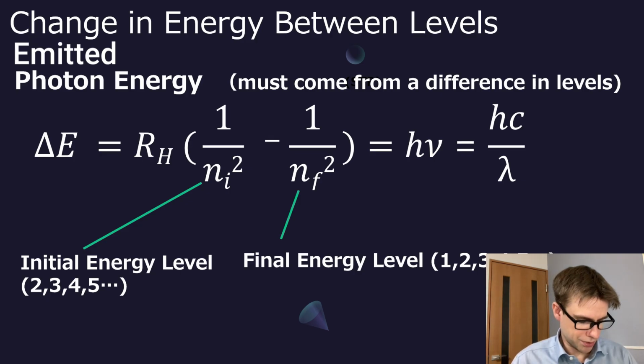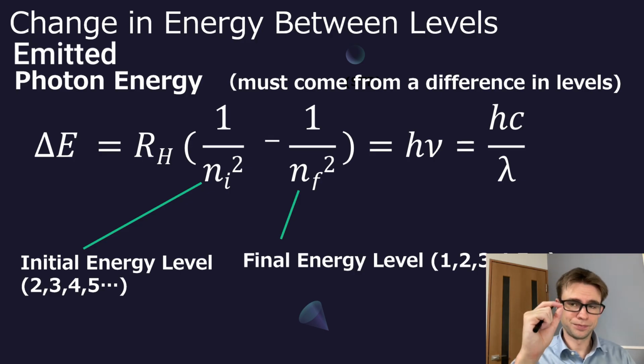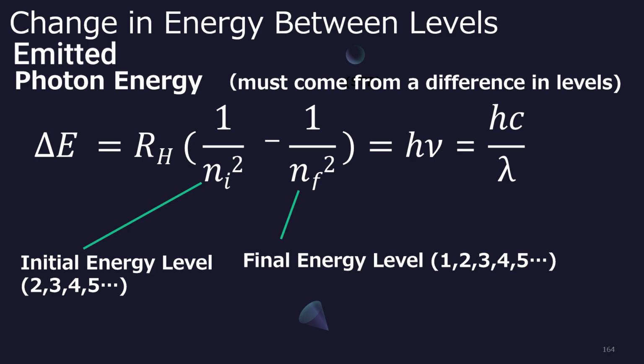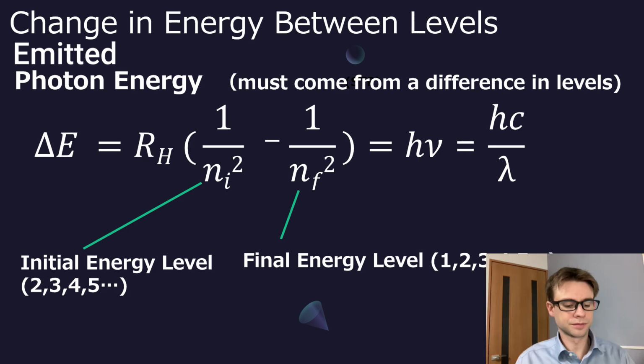So your initial energy level can be anything 2 or higher. Again, it can't be halfway between numbers, just 2, 3, 4, 5, 6, all the way up to infinity. But it has to be higher than 1, right? Because you can't drop from 1 to 1. It has to be 2 to 1 or higher. The final energy level, though, can be anything as long as it's lower than the initial one. That's a key point.